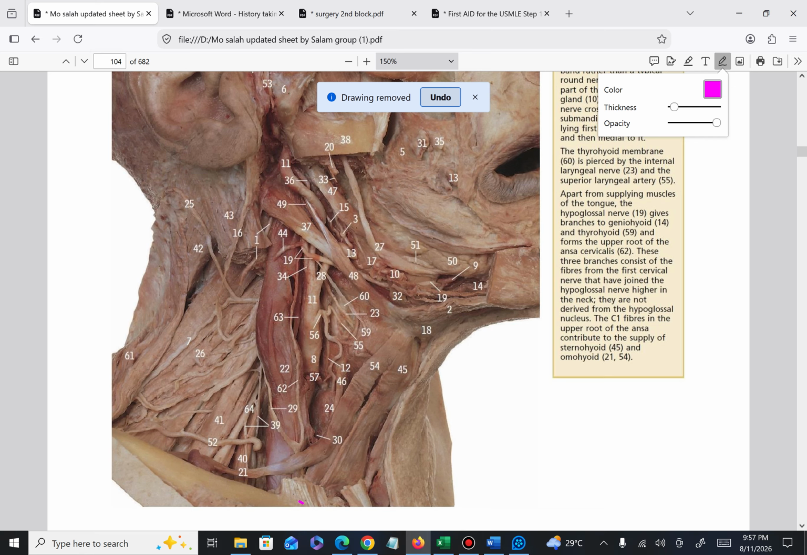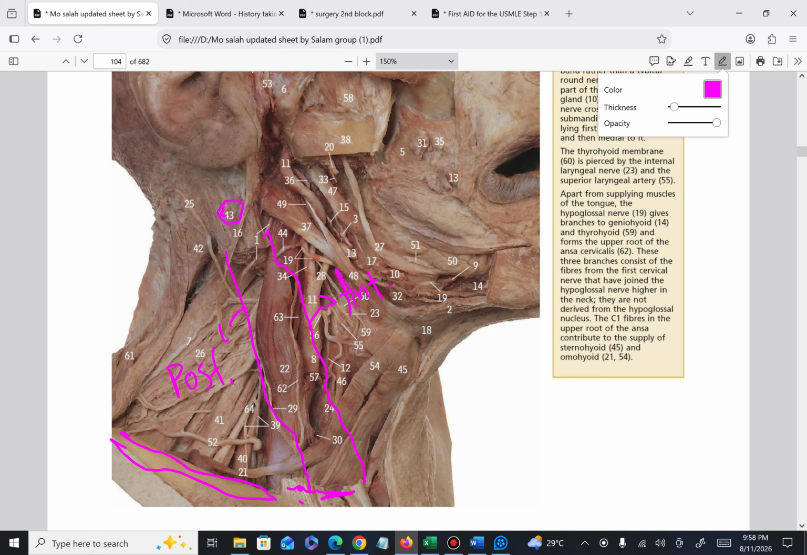In this image, the sternocleidomastoid has been removed. This is the cut end of the sternocleidomastoid superiorly, and inferiorly this is the cut end of the sternocleidomastoid. This bone is the clavicle. This is the sternocleidomastoid muscle. It divides the neck into two triangles. Anterior to it is the anterior triangle, and posterior to the sternocleidomastoid is the posterior triangle.